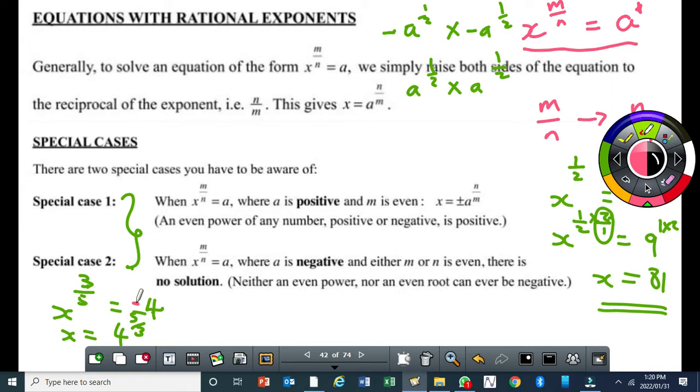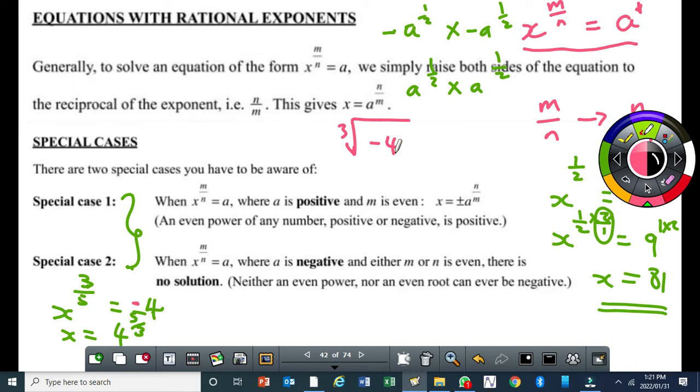Can you try to read for me? Use your calculator. What is the cube root of negative 4? What is the cube root? Yeah, so that one will give you an answer which is a decimal.